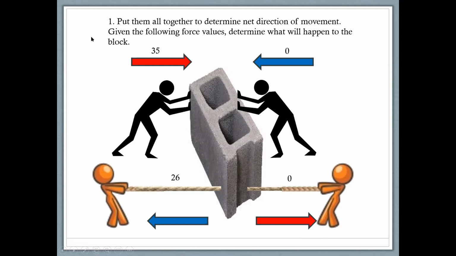So for this first question, put them all together. So we're putting all of these values together to determine the net direction of movement. Given the following force values, determine what will happen to the block. So right pushing is 35, left pushing is 0, left pulling is 26, and right pulling is 0. So take a moment, pause the video if you need to, and figure out what is the overall net direction of block movement. Which direction will the block move? How can you figure that out?